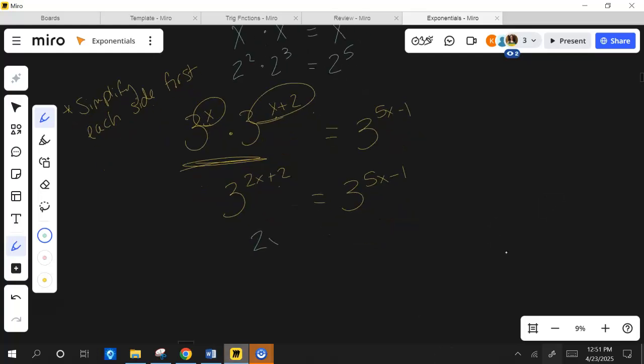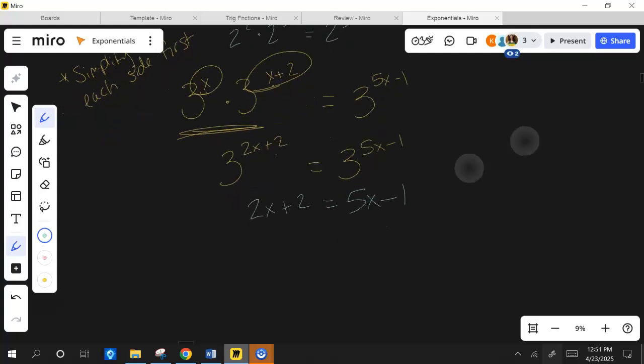Drop the bases now that it's just one thing equals one thing. Bases are the same. I can drop them off and set these equal. I'm going to move the 2x first. But I'm also going to add the 1 without confusing by doing 2 steps at once.